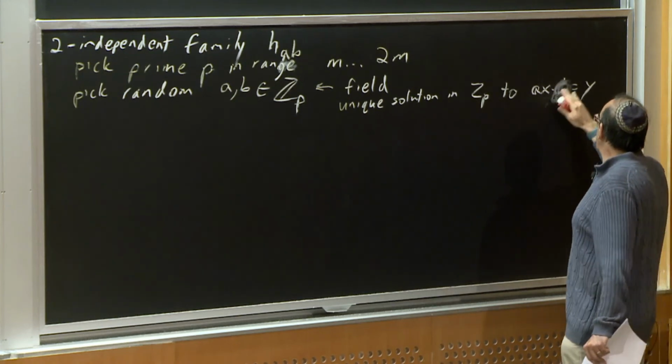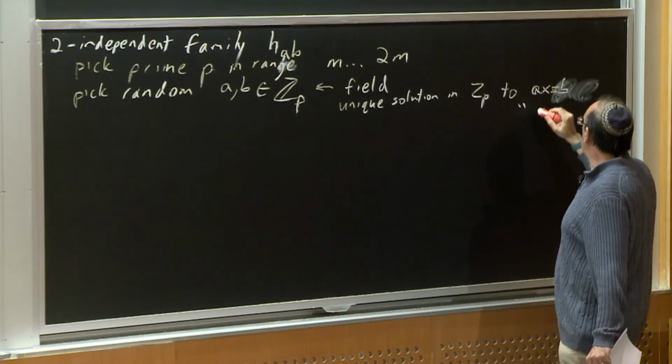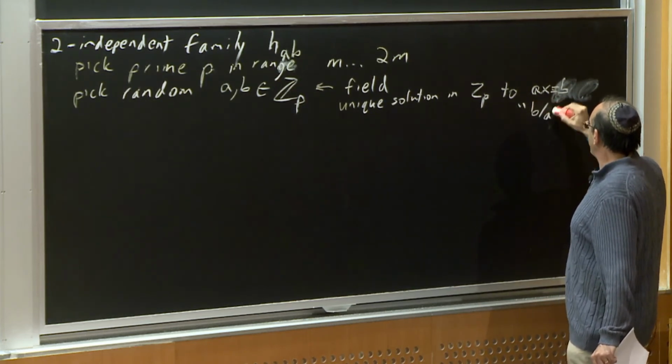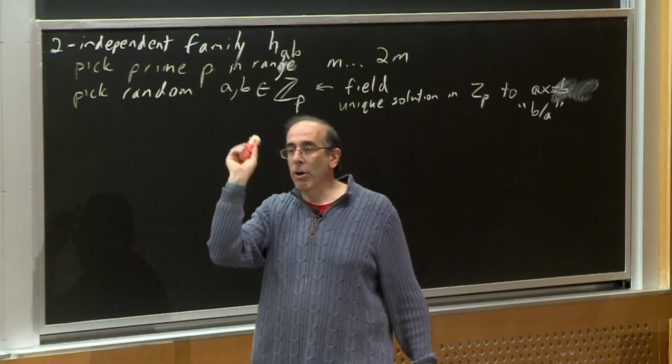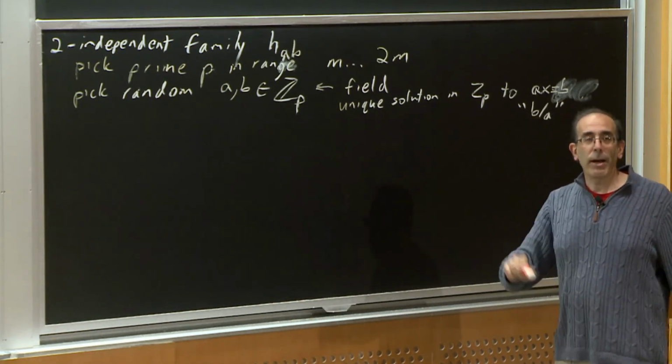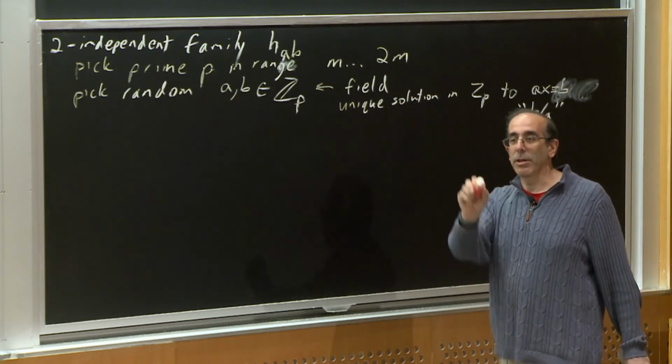Or sorry, to ax equals b, which we can call b over a. So you can divide modulo p. And if you don't know why that's true, don't worry about it. I don't really remember why it's true either, even though I took algebra years and years ago.